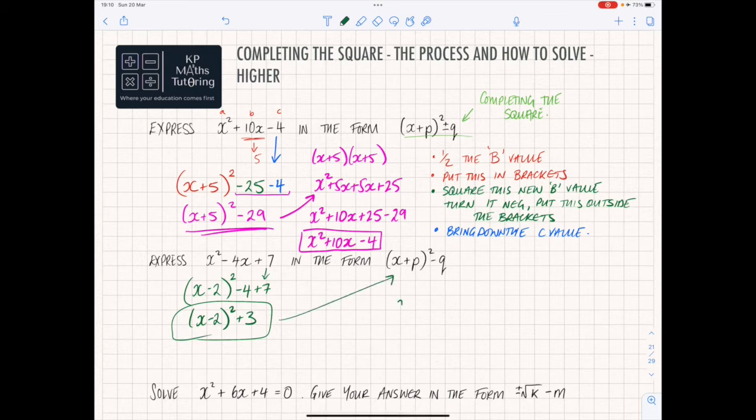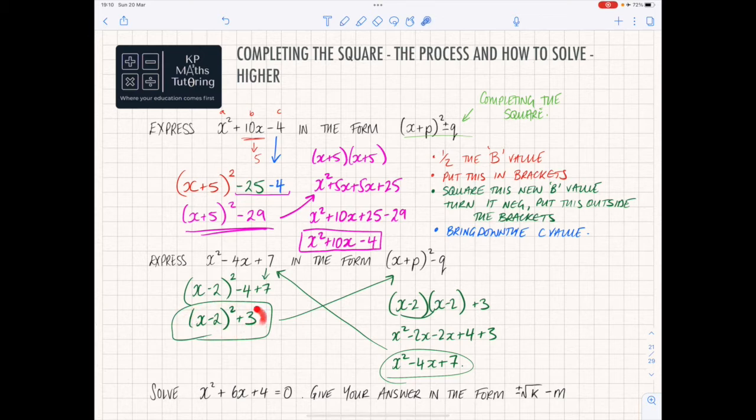If I wanted to check it to make sure that what I've done is correct, it says x minus 2 all squared and then plus 3. Well, that gives you x squared minus 4x plus 4, and then your plus 3, x squared minus 4x plus 7 would be my final answer, which is what I have up here. So I know that actually my answer here in the correct format of completing the square is the right answer.